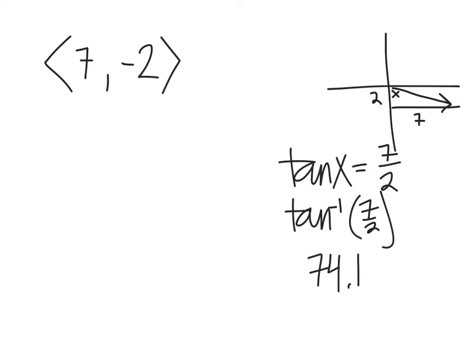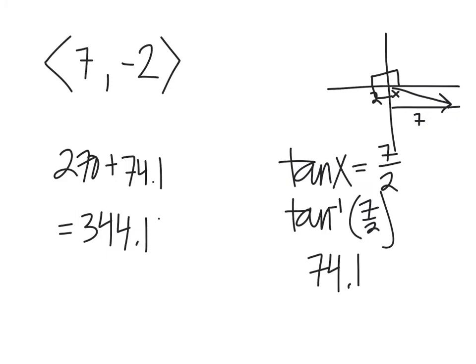Now I have to add that to something. I have to add it to 90 plus 90 plus 90, so I'm adding it to 270. So I'm going to do 270 plus 74.1, and that is 344.1 degrees. That is the direction of this vector. And that makes sense because I know that the whole thing is going to be 360, and if I start here and go all the way around like this, I'm almost making it to 360, but just not quite. It's 344.1.